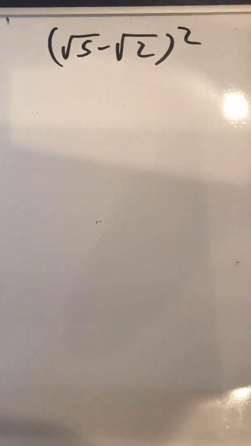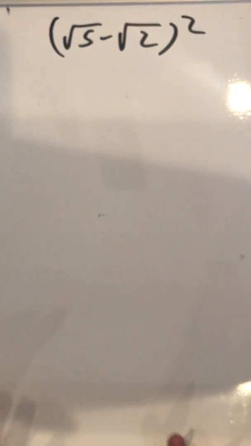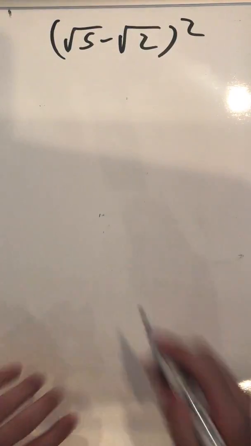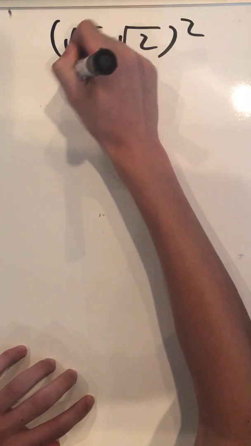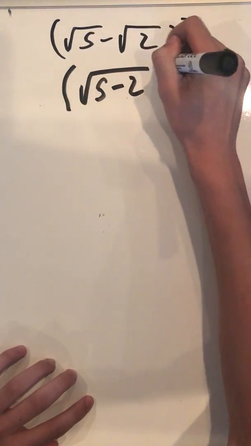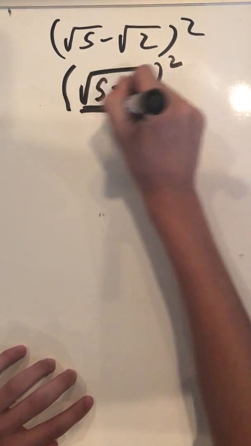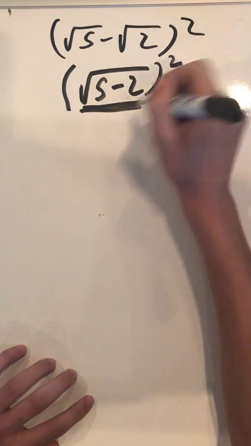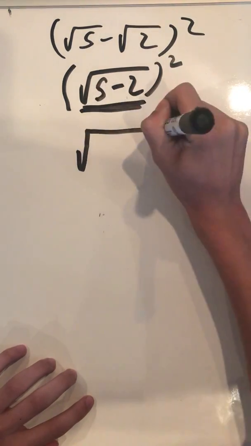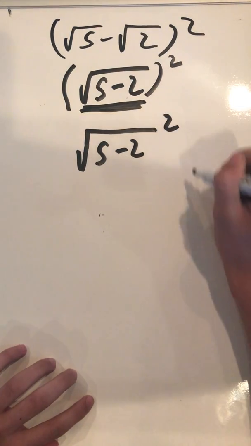Moving on to 3C. Here we have the square root of 5 minus the square root of 2 squared. Now, just for me, I like to write it as one thing. So you just have in parentheses the square root of 5 minus 2 squared, which makes this kind of one big thing, so we can just square it all. So we have the square root of 5 minus 2 squared.